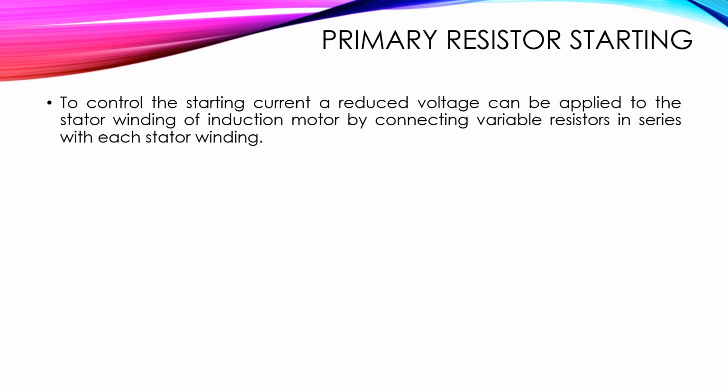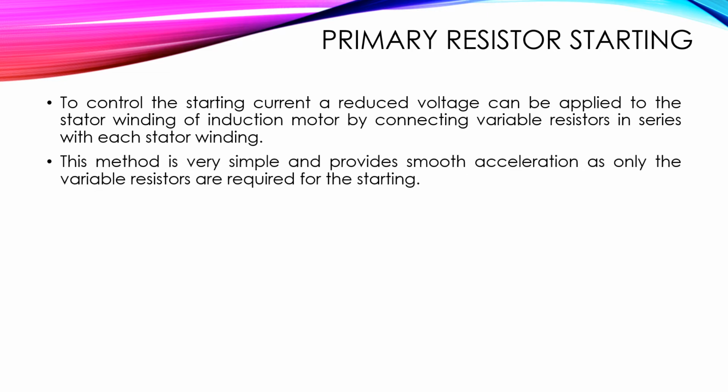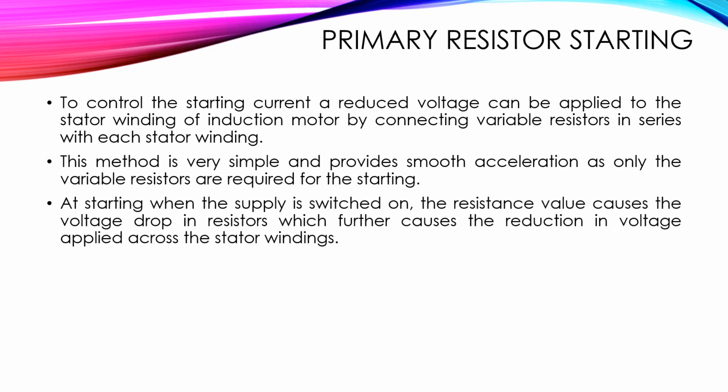To control the starting current, a reduced voltage can be applied to the stator winding of the induction motor by connecting variable resistors in series with each stator winding. So at starting, when the supply is switched on, the resistance causes a voltage drop in the resistors, which further causes a reduction in the voltage applied across the stator windings. The resistance is cut out in steps as the speed of the motor increases and finally short-circuited as the motor attains the normal speed.